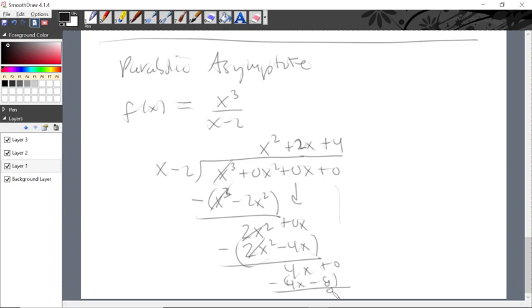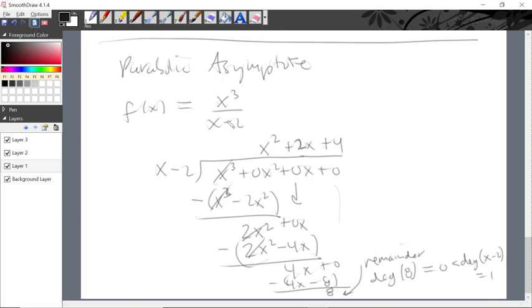0 minus negative 8 is positive 8, and that's going to be a remainder because the degree of the remainder, which is 0, is less than the degree of x minus 2, because the degree of x minus 2 is equal to 1. As soon as the quantity we get after subtracting has a degree less than the degree of what we're dividing by, we know we have a remainder.